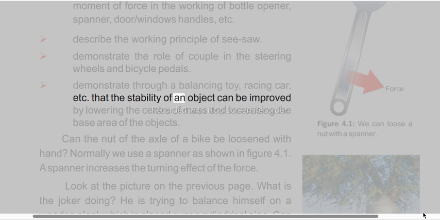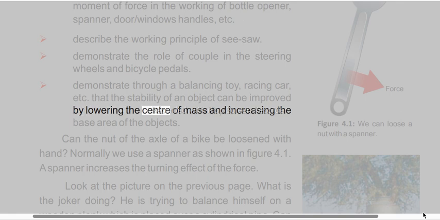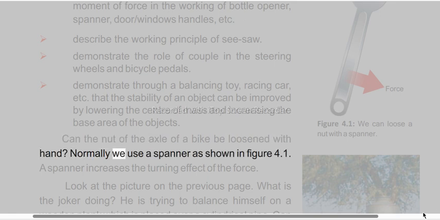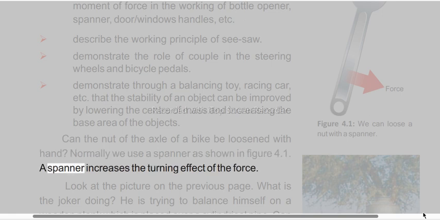that the stability of an object can be improved by lowering the center of mass and increasing the base area of the objects. Can the nut of the axle of a bike be loosened with hand? Normally we use a spanner as shown in figure 4.1. A spanner increases the turning effect of the force.